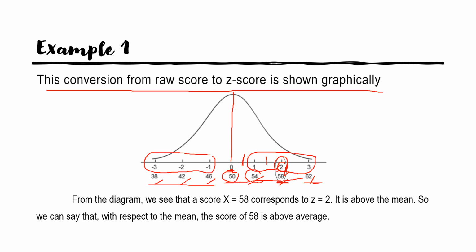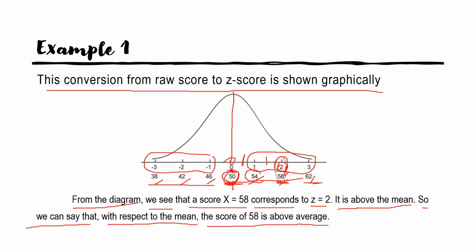Now, if we observe, your 50 here as your population mean will coincide at the center. Then from the diagram, we see that the raw score X, which is equal to 58, corresponds to your C, which is equal to 2. It is above the mean. So we can say that with respect to the mean, the score of 58 is above average. I mean to say, since your 50 is your population mean and 58 is greater than 50, we can say that 58 is above average.